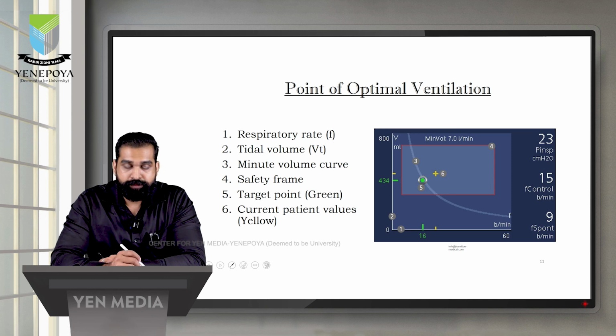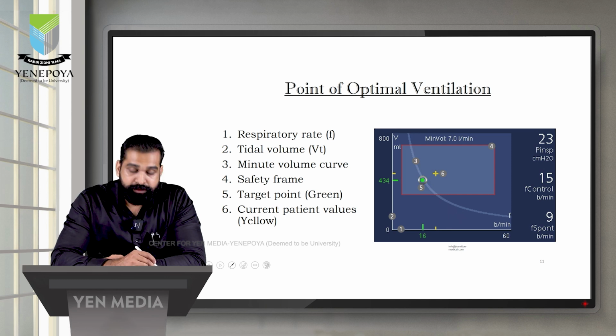Now in this diagram we can see how the ventilator plots the graph. The light blue curve shows the permutations and combinations of tidal volume on the y-axis and respiratory rate on the x-axis which the patient can use to achieve a minute volume of 7 liters per minute. The ventilator has calculated the optimal point of ventilation where the work of breathing is at its lowest, and that is a respiratory rate of 16 and a tidal volume of 400 ml. Here you can see the current respiratory rate and tidal volume of the patient.